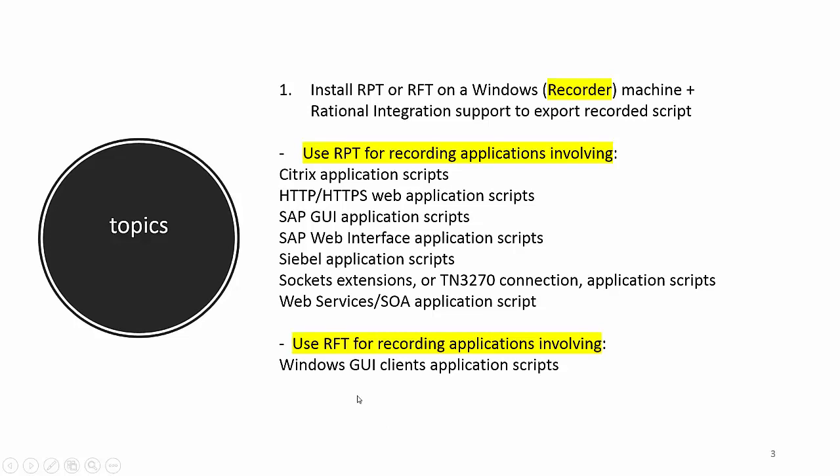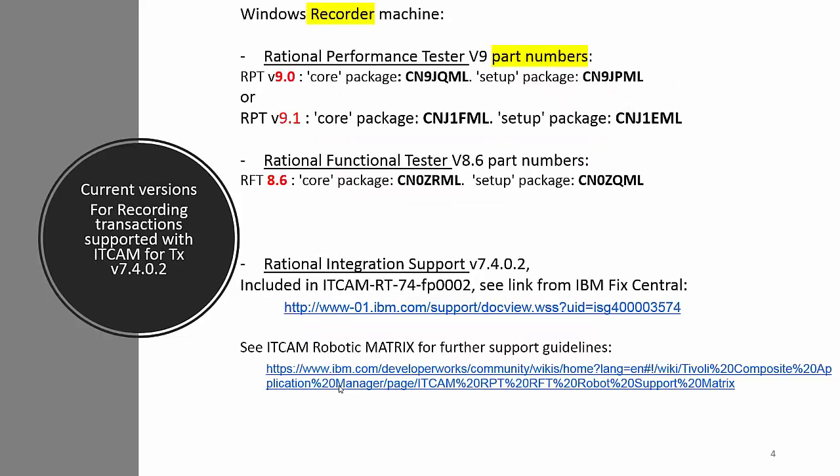Otherwise, if your application is running on Windows and is Windows GUI oriented, mainly a Windows GUI client type of application, then you will use Rational Functional Tester. Here you have the list of part numbers for you to be able to download and then install RPT or RFT.